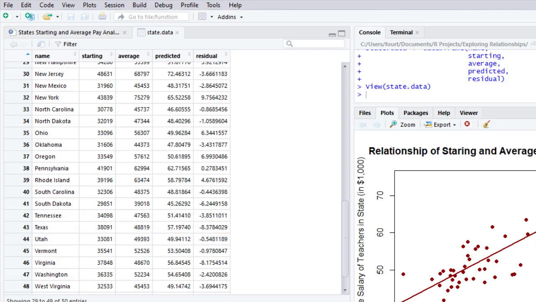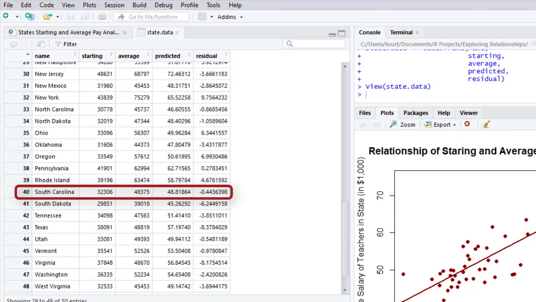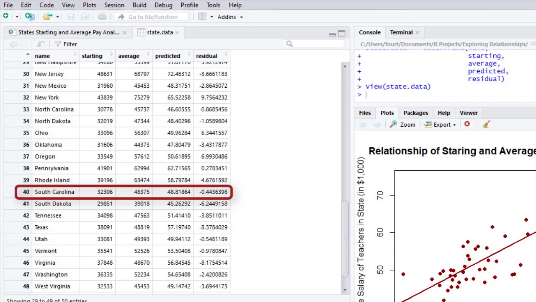Let's look at South Carolina. In 2014, the starting pay was $32,300 and the average pay was $48,400. To be consistent with average relative pay increases across all states, South Carolina would have an average teacher pay of $48,800. So it is about $400 per year below that, as reflected in the residual of 0.4. Remember that the unit of measurement is now in thousands of dollars, so 0.4 means $400.